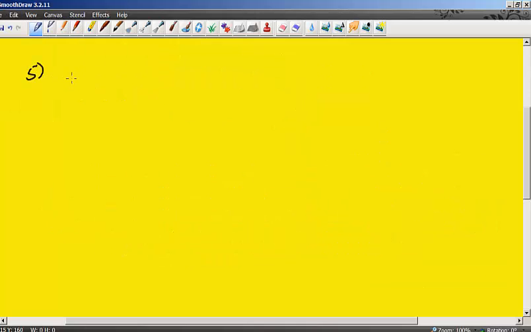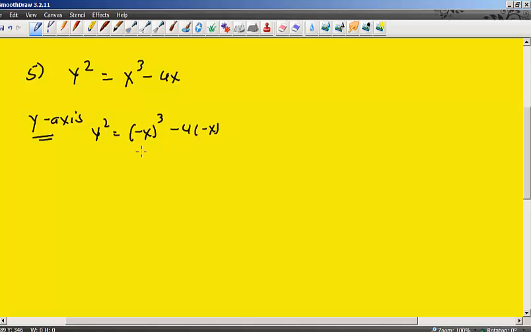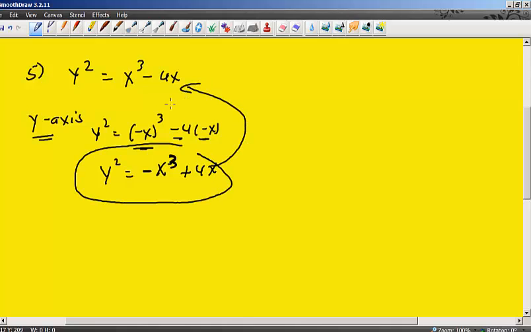So let's go to number 5. y squared is equal to x to the third minus 4x. Alright, let's check for the y-axis. Is it symmetric to the y-axis? Well, we're going to replace every x with a negative x. So y squared is equal to negative x to the third minus 4 times negative x. If we clean this up, when I raise something to an odd power, I still get a negative. And then negative times negative is going to give me positive 4x. This is not the same as that, so we say no. It's not symmetric to the y-axis.